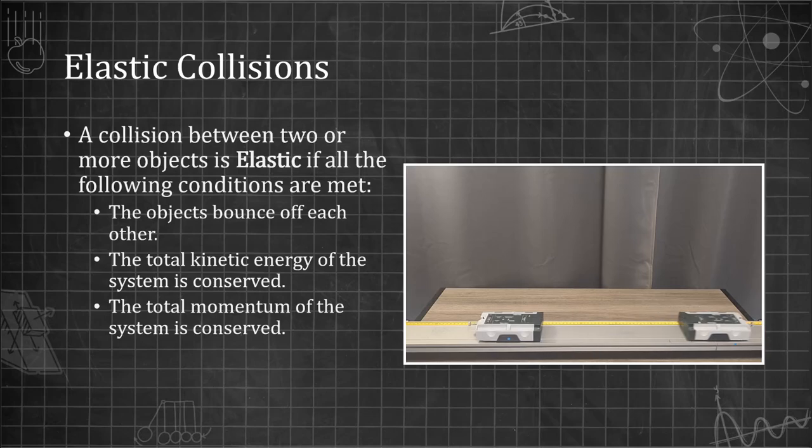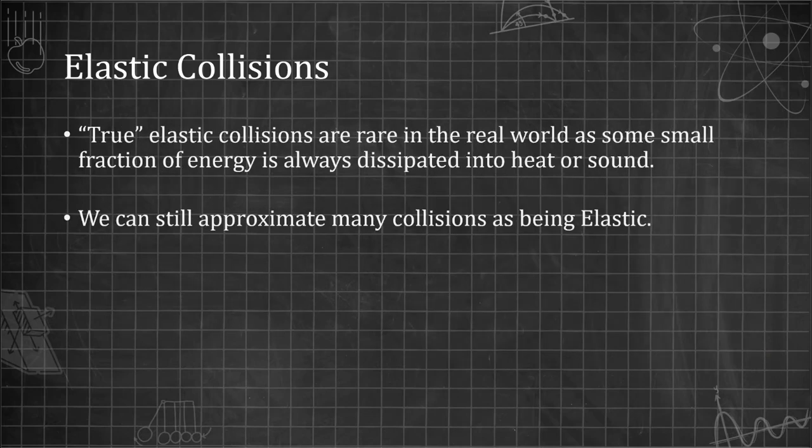Which brings us to a pretty good point here, and that is that true elastic collisions, especially mechanical collisions, are pretty rare in the real world, as some small fraction of energy is always going to be dissipated into heat energy or thermal energy, sound energy, maybe even deformation of the material. So if you have a car bumper that gets bent, that takes energy to bend it and to deform it. While true elastic collisions are pretty rare in the real world, there are a lot of good approximations of elastic collisions, and considering a collision to be elastic is a good first approach to solving a lot of problems.